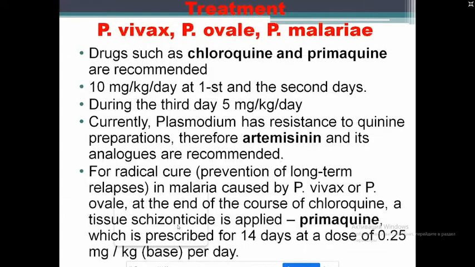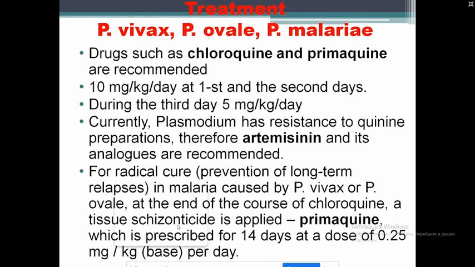Treatment of Plasmodium vivax, ovale and Plasmodium malariae. Drugs such as chloroquine and primaquine are recommended. 10 mg per kilogram per day on the first and second day. During the third day, 5 mg per kilogram per day of chloroquine or primaquine. Currently, Plasmodium has resistance to quinine preparations. Therefore, artemisinin and its analogs are recommended.